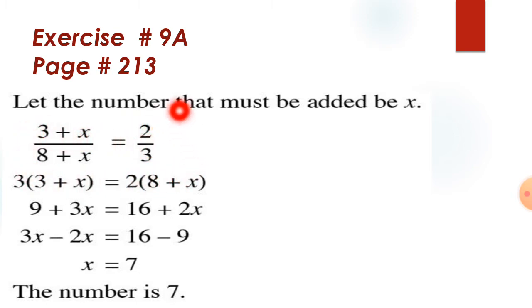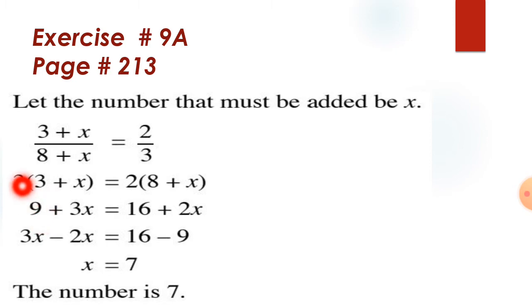The equation now has a numerator and denominator on the left hand side and the right hand side, so we are going to go with cross multiplication. The numerator of the left hand side is going to be multiplied with the denominator of the right hand side, and the numerator of the right hand side will be multiplied with the denominator of the left hand side. Now 3 into (3 + x) is equal to 2 into (x + 8).